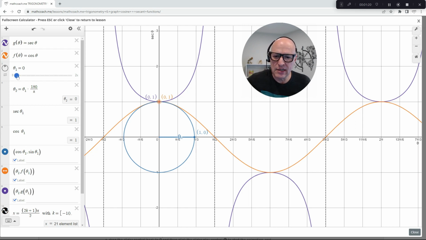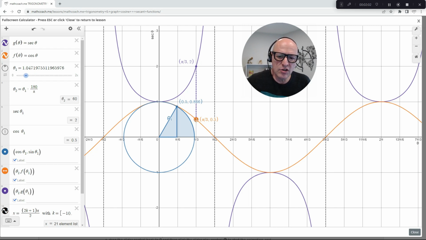When I increase this, and I'll just slide it this way, at 30 degrees, I can see the value of my cosine function is √3/2, and the secant function is the inverse of that, 2/√3. And if I slide that up to 60 degrees, my cosine function is 1/2, and I can see that here. The secant function is the reciprocal of that, and I can also see that here. Cosine function 1/2 for 60 degrees, secant of 60 degrees is equal to 2.